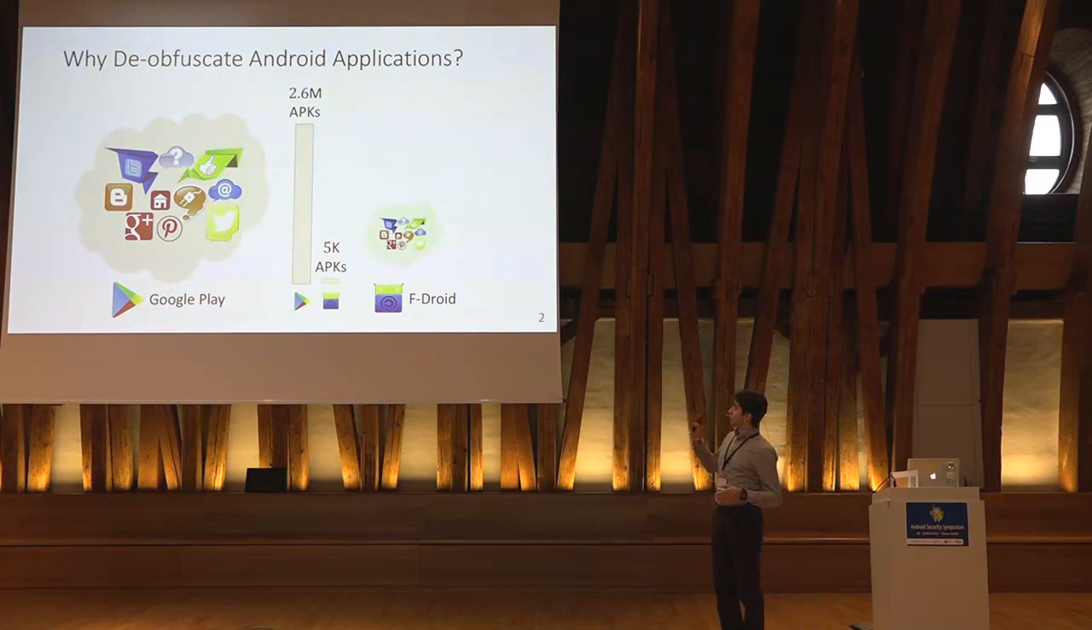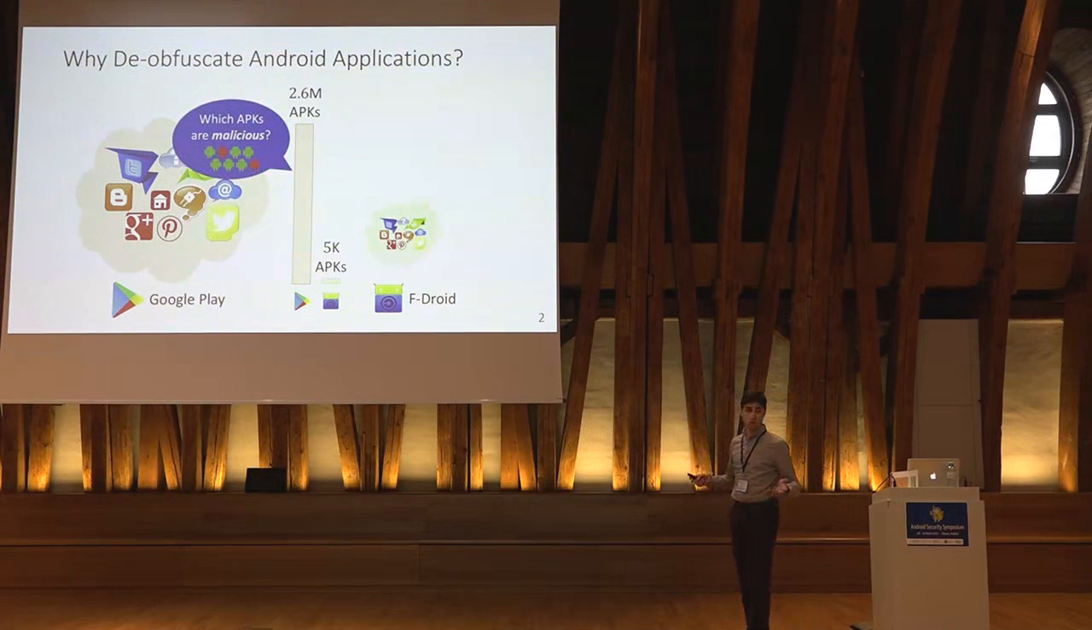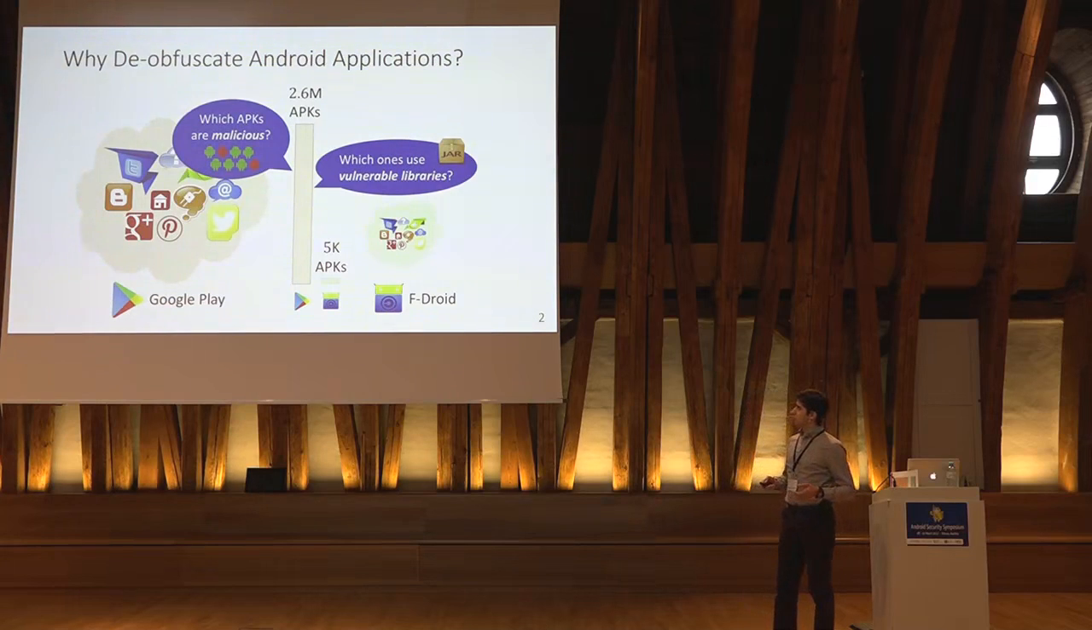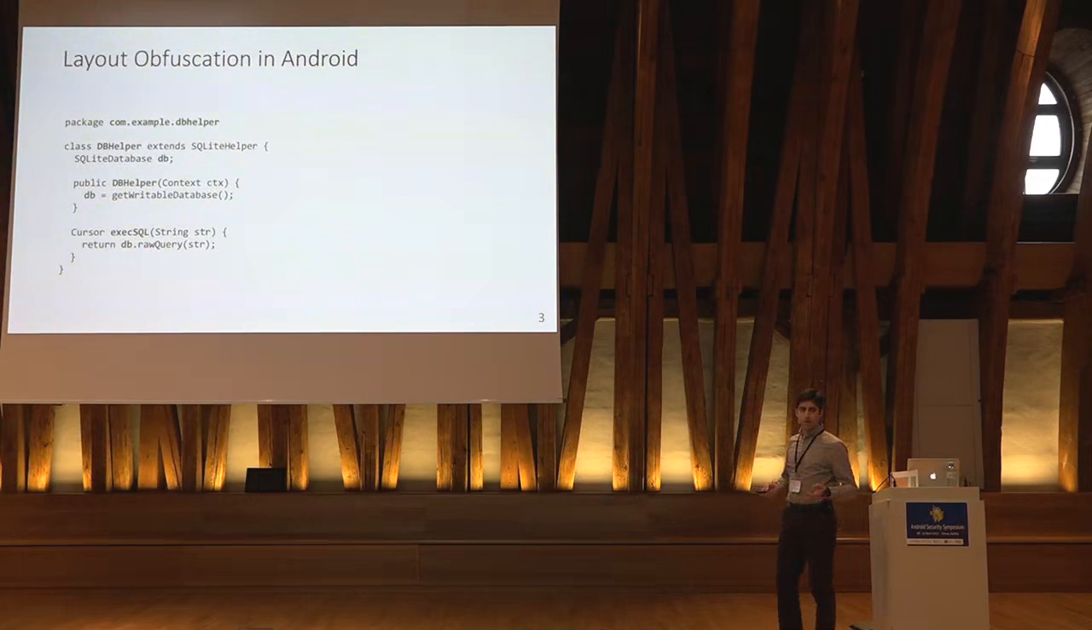All right, so for these 2.6 million applications, interesting questions are, well, which ones are malicious? We would like to know which ones include vulnerable third-party libraries. These are all interesting questions. Unfortunately, they're difficult to answer without having nice readable source code of the application. So why don't we have nice readable source code?